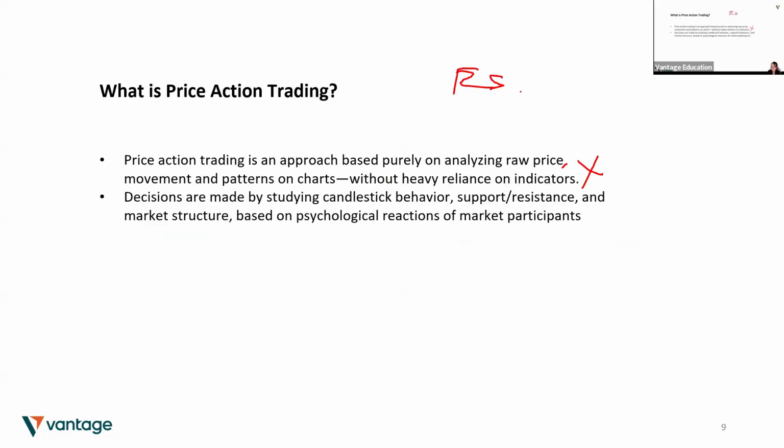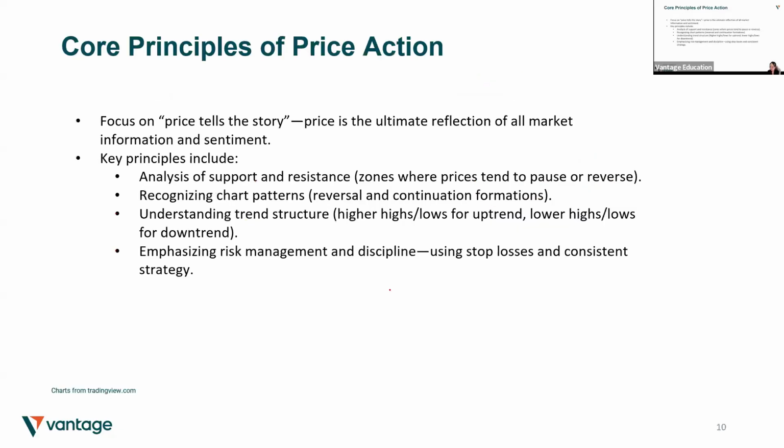Okay, if you follow me, I'm using RSI for my indicator to look for the overbought and oversold. Decisions are made by studying candlestick behavior, support and resistance. If you see the PA, or price action, at those areas and the market structure, based on the psychological reaction of the market participants, meaning that whenever price is at the key level, you will see the rejection. You will see those price actions. Okay, I will show you later.